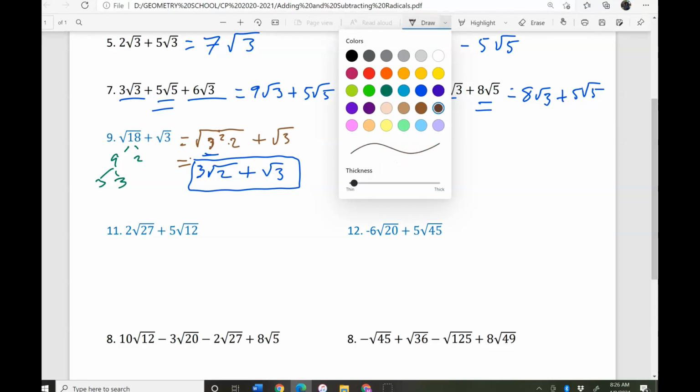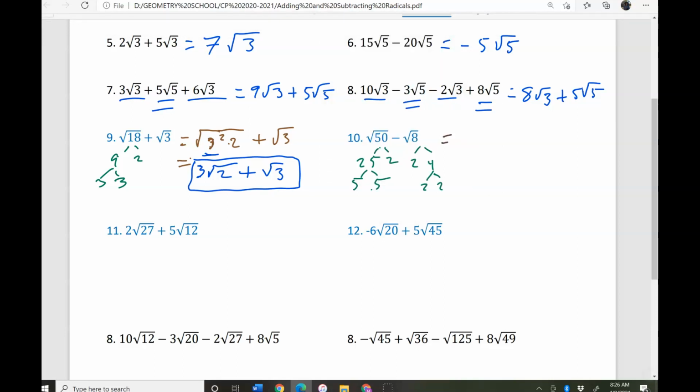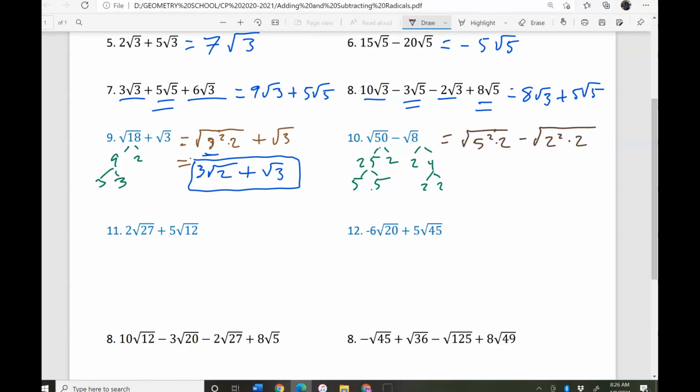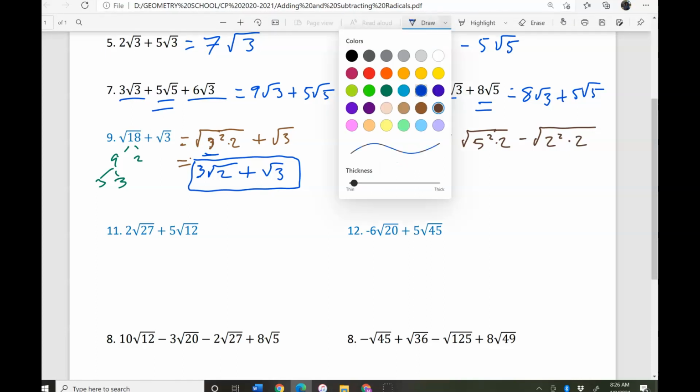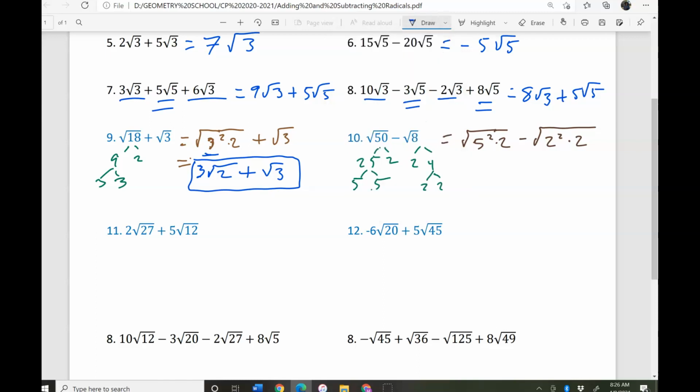So I can rewrite that as the square root of 5 squared times 2 minus the square root of 2 squared times 2. Again, the good square kids can leave the house, and if you're not a good square kid, you have to stay in the house. So this becomes 5 times the square root of 2 minus 2 times the square root of 2.